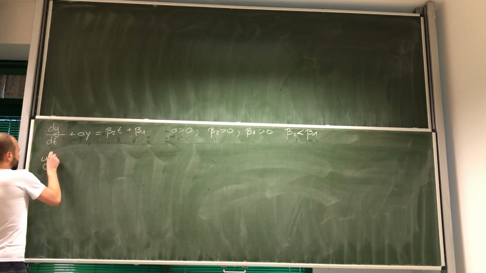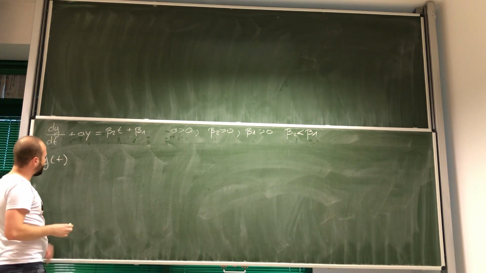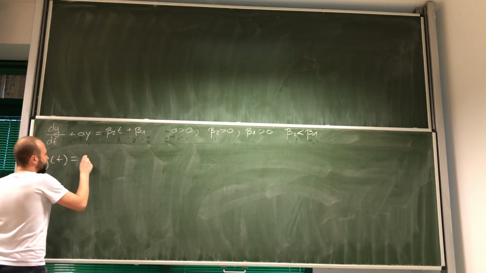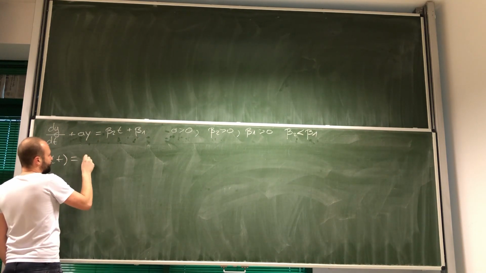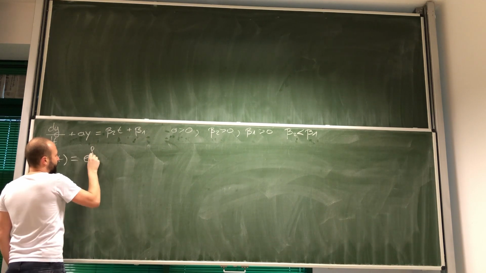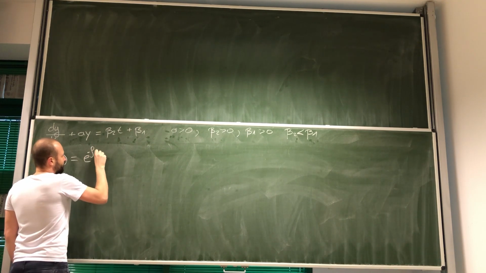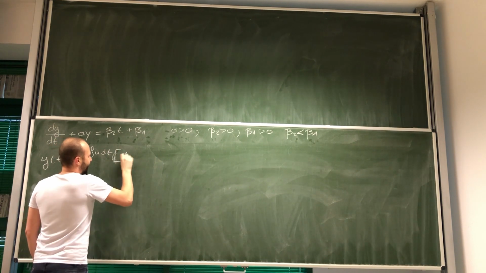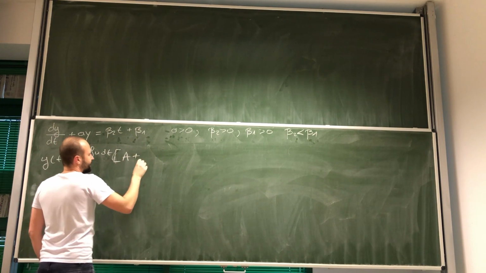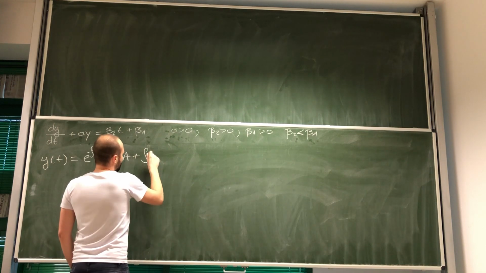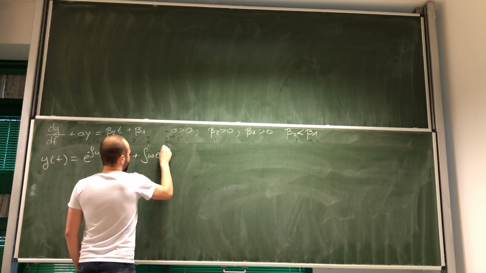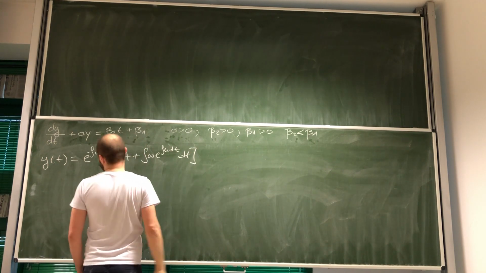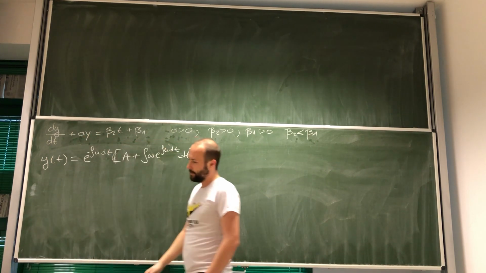We start by using, of course, the formula we've introduced previously. So the solution should be given by e to the power negative integral u dt, times A plus integral w e to the power integral u dt, dt.